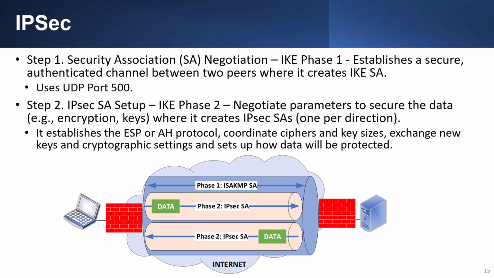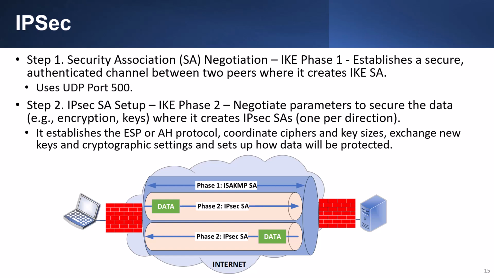The steps in IPSec include Step 1, Security Association or SA negotiation, IKE Phase 1, which establishes a secure authentication channel between two peers where it creates an IKE SA. IKE uses UDP port 500.